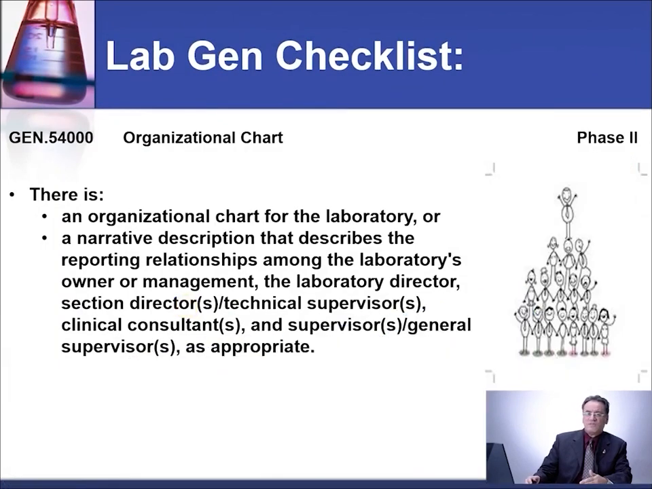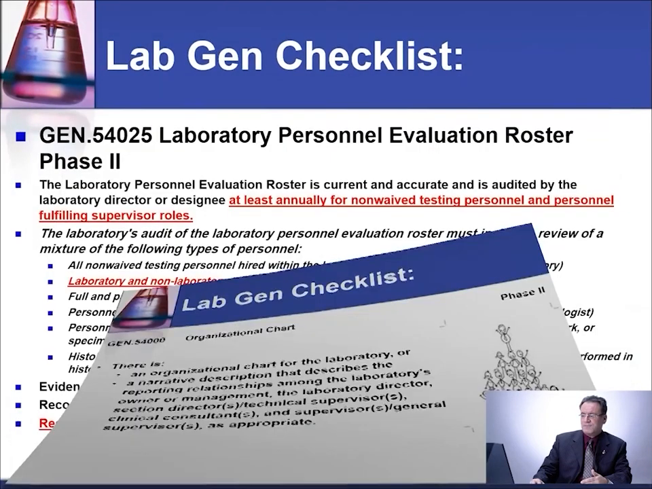Your organizational chart: if you add a section or remove a section, you need to update that. For your organizational chart with names, if you change a supervisor, a manager, a section head, or a lab director, you need to update that. And you need to send CAB an updated list of your organizational chart as needed.